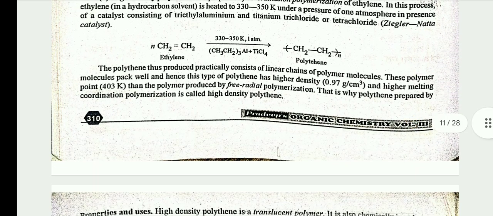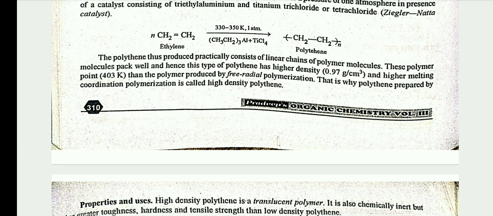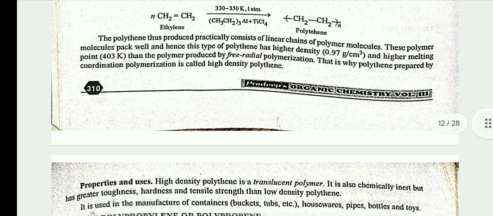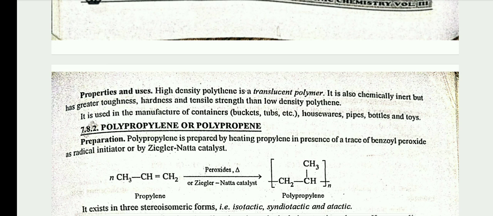The polythene thus produced practically consists of linear chains of polymer molecules. These polymer molecules pack well and hence this type of polythene has a high density, 0.97 gram per centimeter cube, and a higher melting point, 403 Kelvin, than the polymer produced by free radical polymerization. That is why polythene prepared by coordination polymerization is called high density polythene. Properties and uses: high density polythene is a translucent polymer. It is chemically inert but has greater toughness, hardness, and tensile strength.